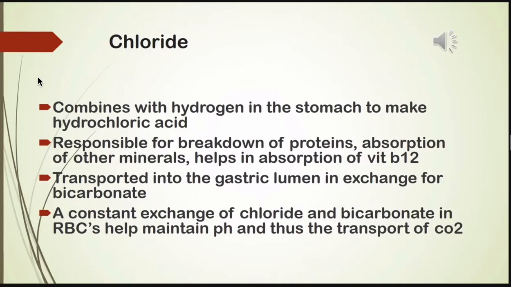Not only is chloride important for the action potential, but it combines with hydrogen in the stomach to make hydrochloric acid. It is then responsible for the breakdown of proteins, absorption of other minerals, and helps in the absorption of your vitamin B12. It is transported into the gastric lumen in exchange for your bicarbonate ion. A constant exchange of chloride and bicarbonate in your RBCs helps maintain the pH of the RBC and thus facilitates the transport of carbon dioxide.